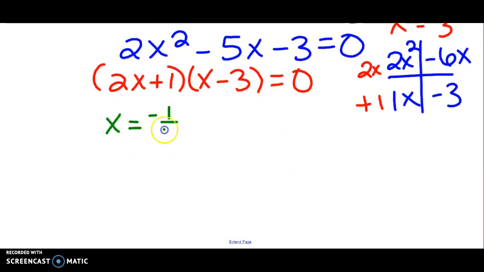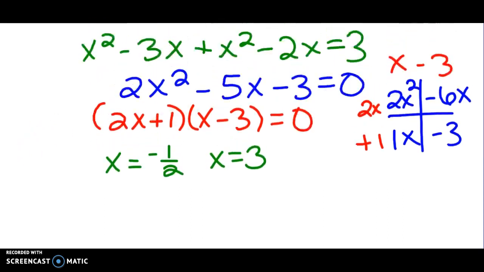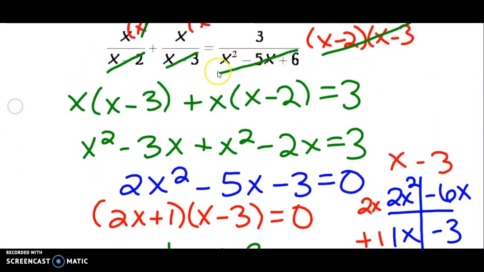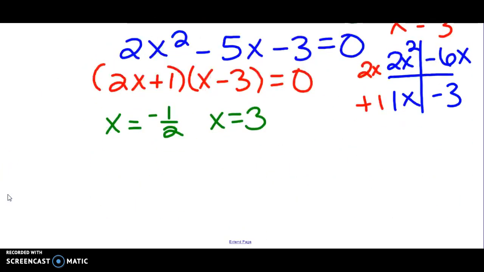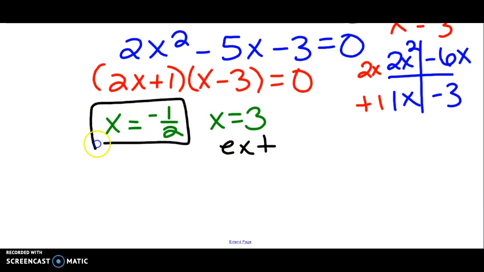-1/2 and 3. Now x equals 3 is the denominator in this fraction right here. So there's no way that can work because that would create a 0 in the denominator. So we know right away that this one is extraneous and this is our only solution.